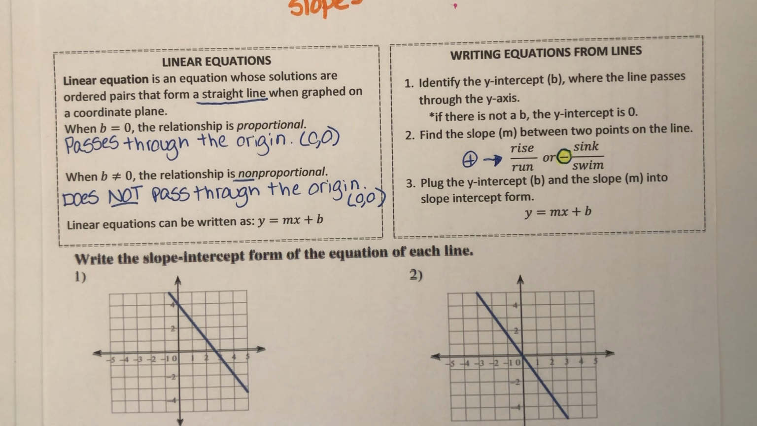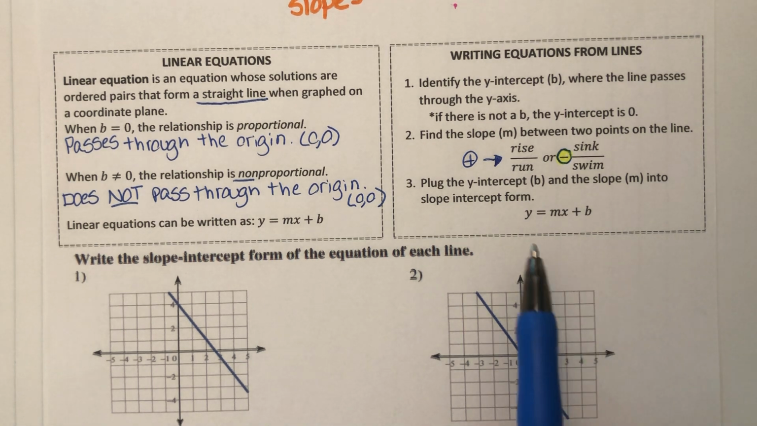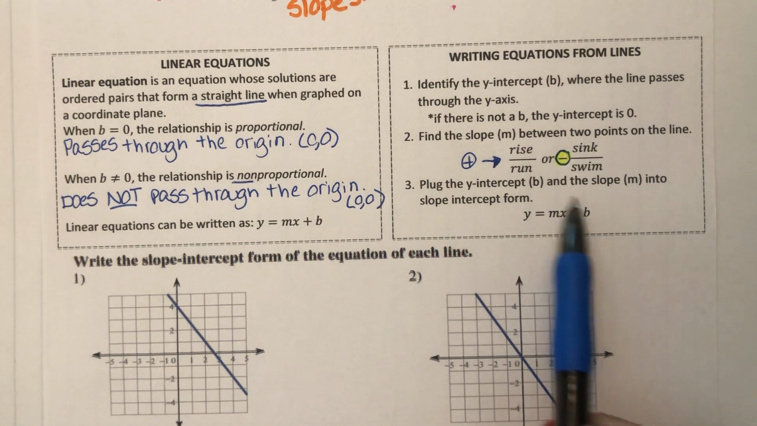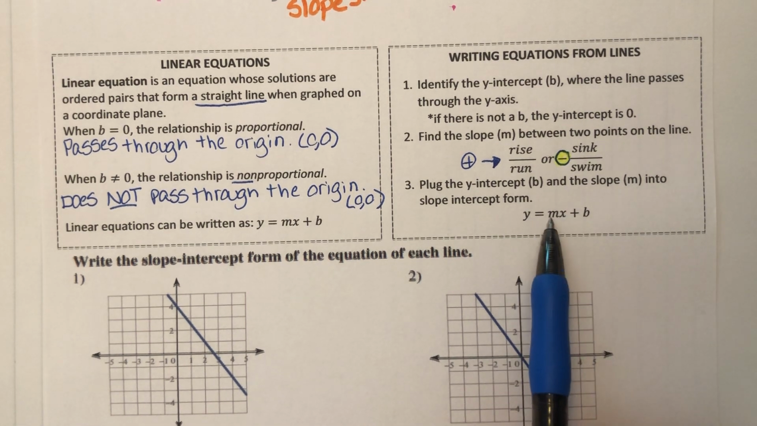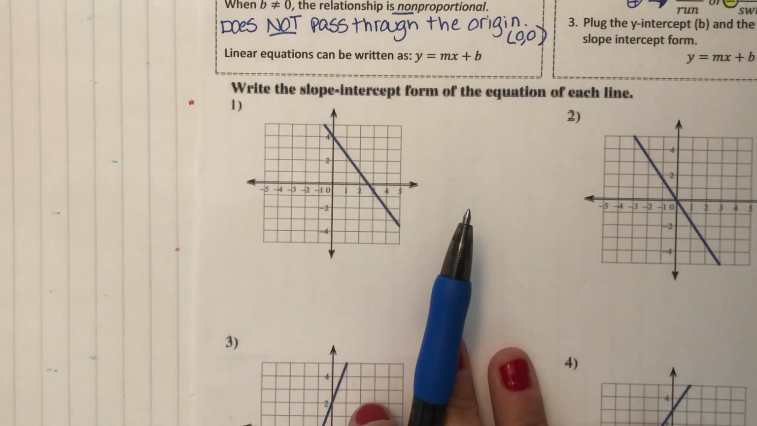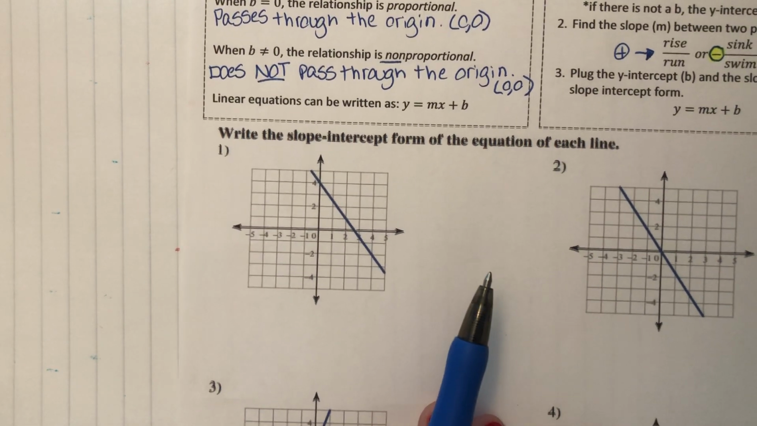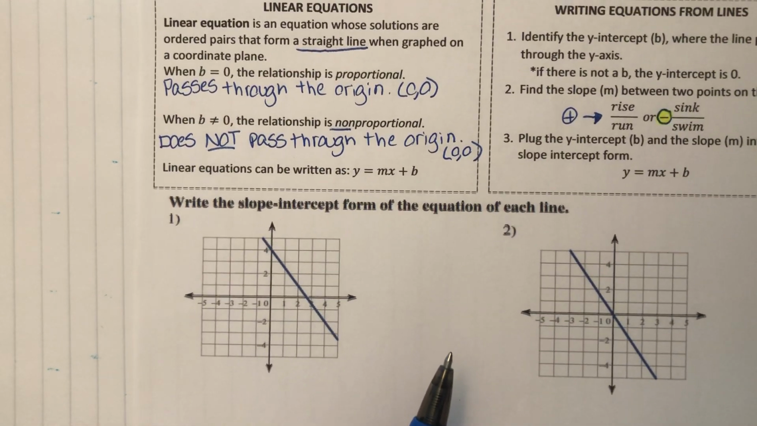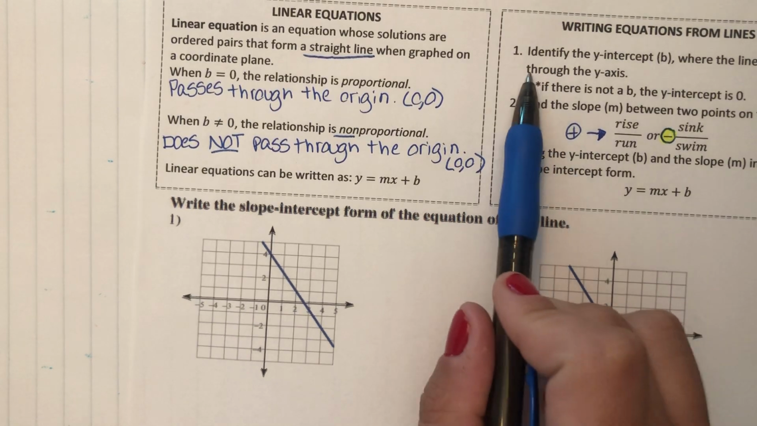And then after we find m and we find b, we are going to substitute them in, or plug them into slope-intercept form. So whatever your slope is, you're going to plug in for m. Whatever your y-intercept is, you're going to plug in for b. So let's go ahead and get started with some examples. For our first example, we're going to follow these steps.